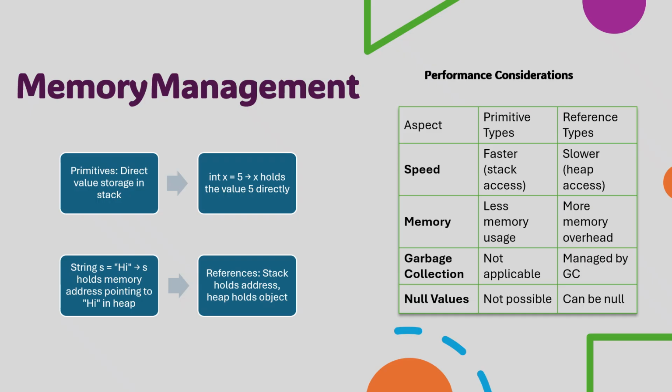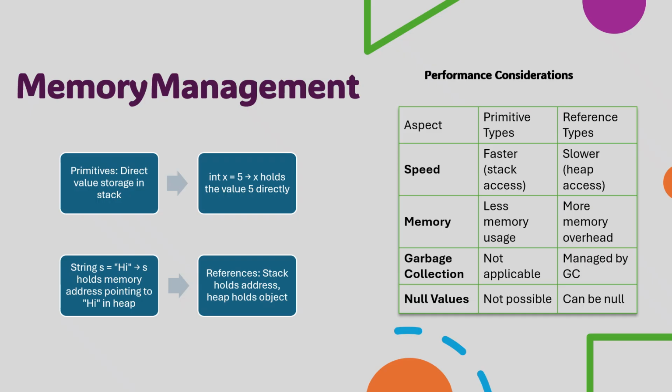We took a look at the aspects of primitive types and reference types. Another aspect is speed. Primitive data types, because they are stored in the stack, are very fast. As for speed, in data structures and algorithms, stacks are much faster. So primitive types, when stored in the stack, are very fast. Now, when it comes to reference types, it's slower in the heap.